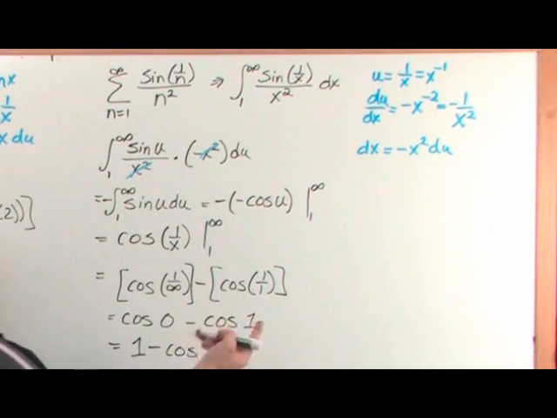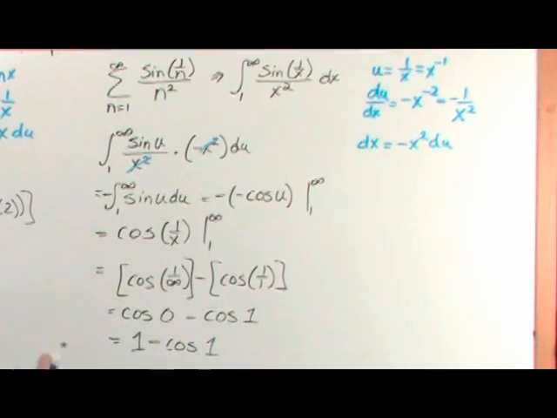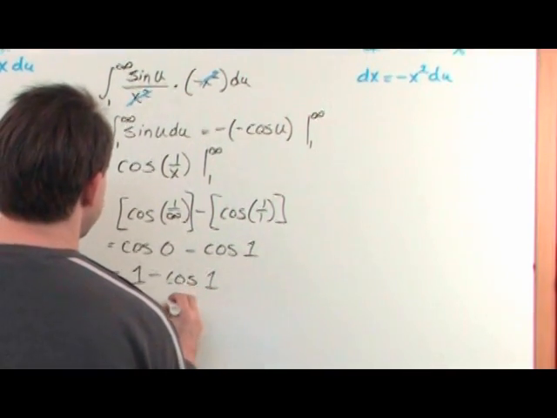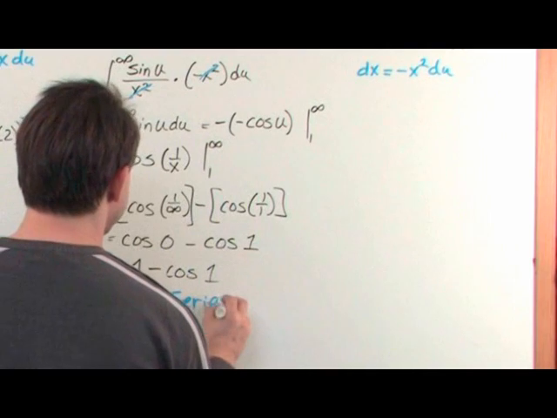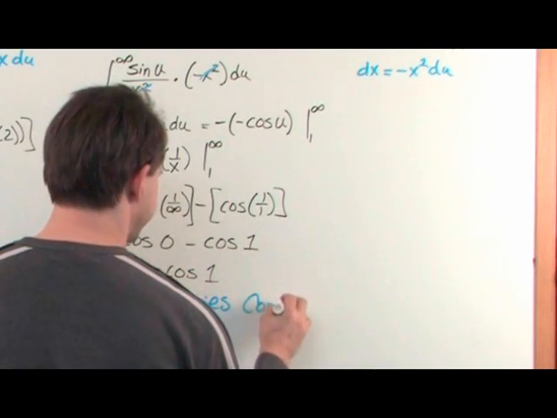Well, this is 1 radian, presumably. I have no idea what the cosine of 1 is equal to, but I know that I have a number minus a number. There are no infinities anywhere around there, so even though you don't know, unless you whip out your calculator, what cosine of 1 is equal to, it doesn't really matter. Because the integral converges, the series also converges.